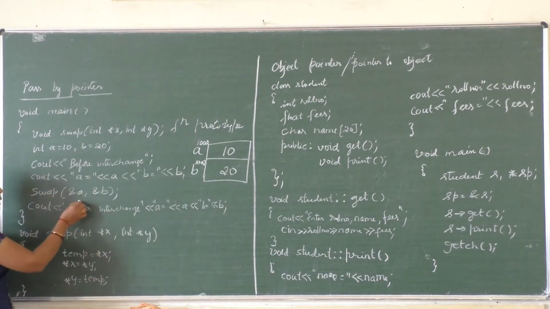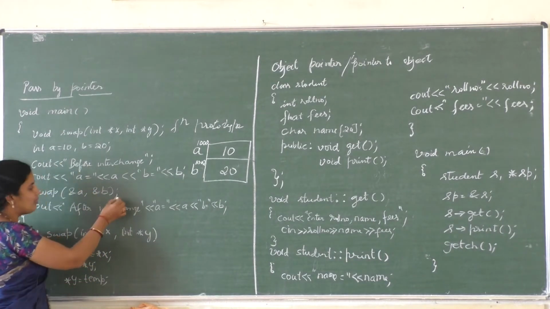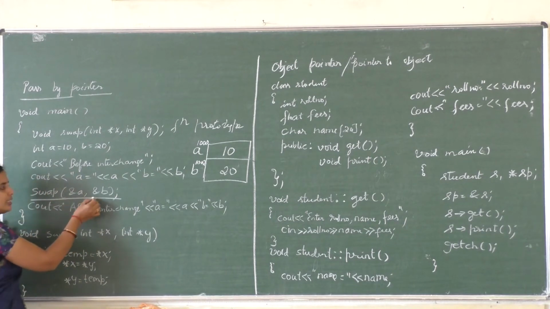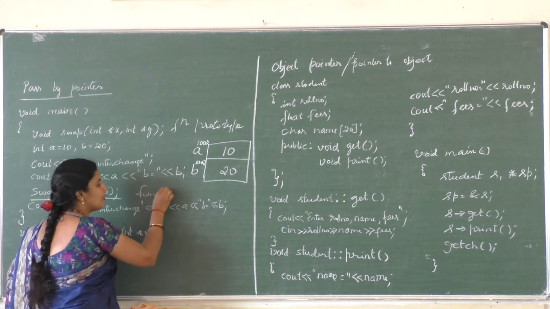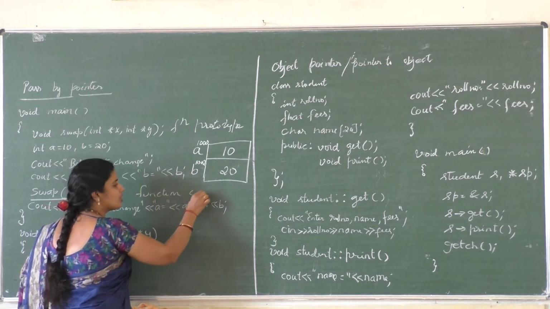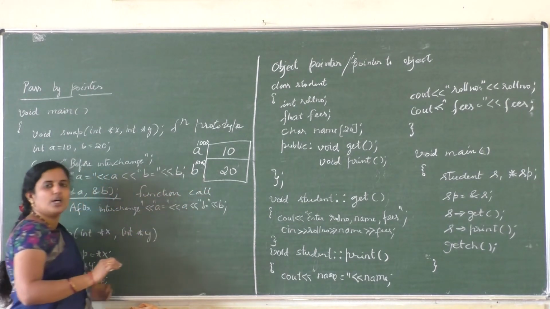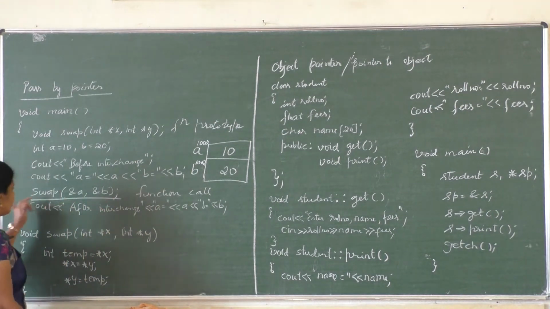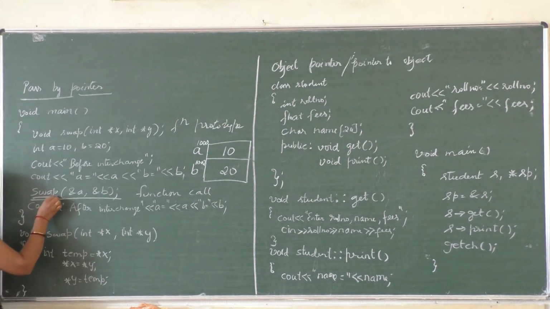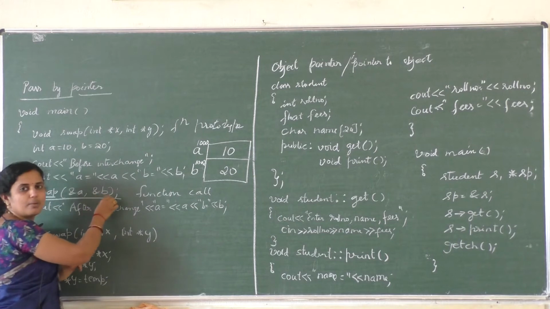Next, swap(&a, &b). What is this? This is a function call. Which function is called? The swap function is called. The function name is written here, that is the function which has to be called, with arguments &a, &b.